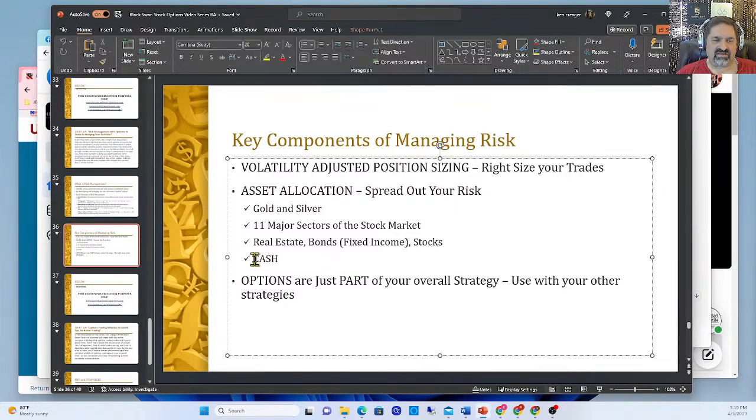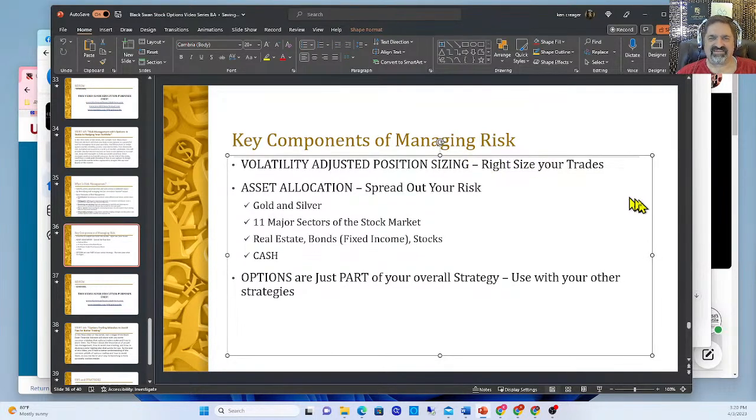Especially in a volatile time, we're likely going into a recession, and it's likely that the market's going to be kind of tough this year. The best time to buy something is after it's gone down in value a lot, right? The best time to buy a house was in 2010 after everything crashed. So you need cash to be able to buy something. And then again, options are just part of your overall strategy.